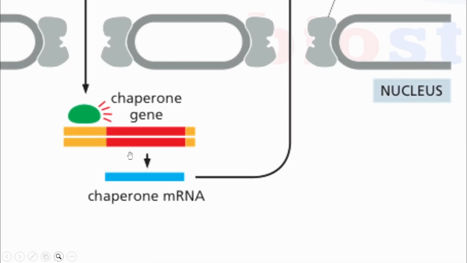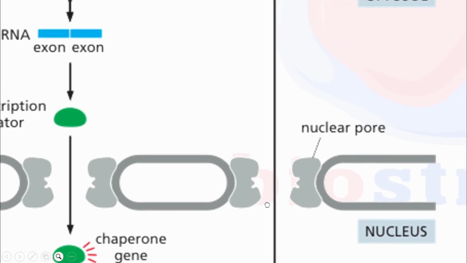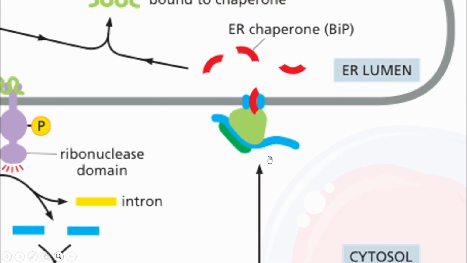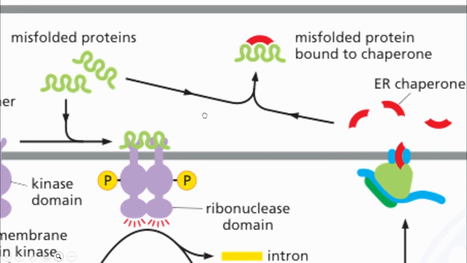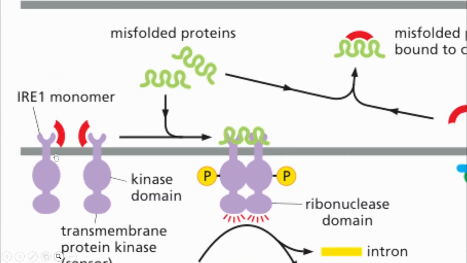Inside the nucleus, it codes for chaperone mRNA, which codes for chaperone proteins. These chaperone proteins will enter the endoplasmic reticulum lumen and assist the folding of these misfolded proteins. They will bind to these misfolded proteins and allow their proper folding. When these misfolded proteins are properly folded, there will be fewer misfolded proteins, so BIP will be bound to these stress receptors and these stress receptors will be deactivated.